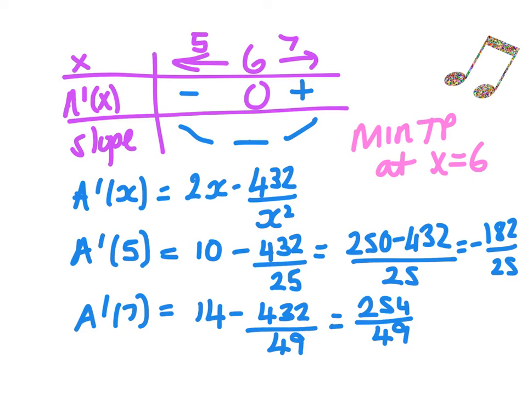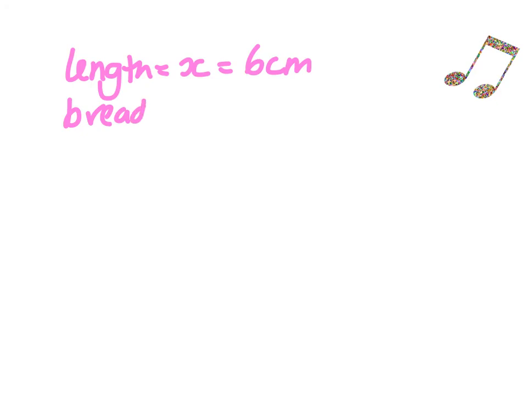So now I'm just quickly reading the question again, and it says for B, find the dimensions of the tray using the least amount of wood. Well, the dimensions are length times breadth times height. It's a cuboid. The length and breadth on the bottom were both x, and the height was h. So length is equal to x, which is equal to 6 centimetres. Breadth is also equal to x, which is equal to 6 centimetres.